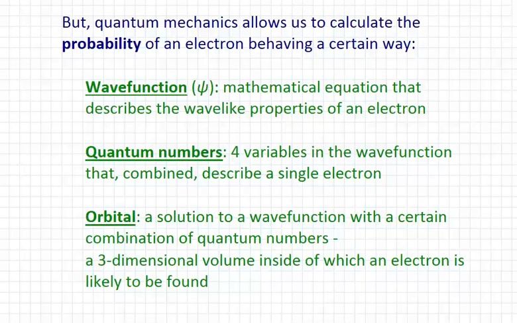Okay? So the wave function is the whole equation that we don't have to worry about. It's a very complicated equation. Quantum numbers get plugged into that equation, and the result that it spits out is an orbital. Okay? So the orbital for a particular electron will depend on the quantum numbers for that electron, because the quantum numbers are what are used to describe that electron.